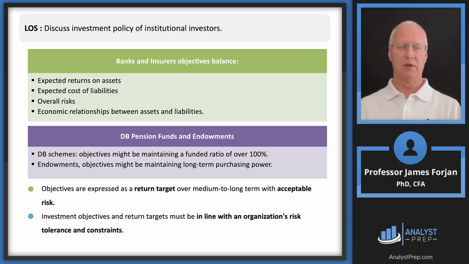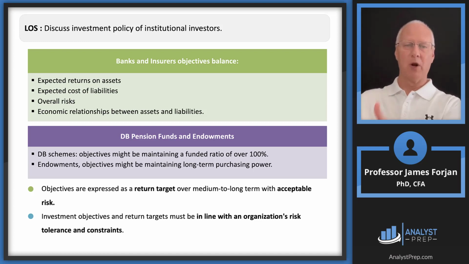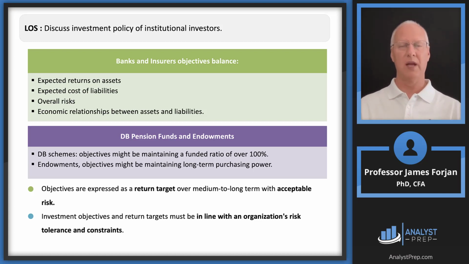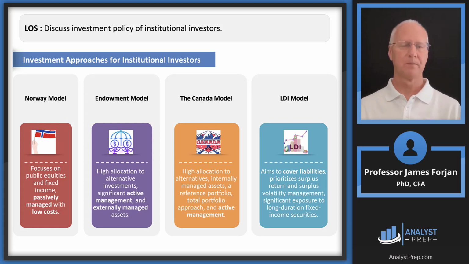Now, lots of times we'll have a return objective. We'll have an actual number that says something like, we have this benchmark over here, and we think that benchmark is going to earn 10%, and we want to earn 12%. So a return over a long term with some kind of acceptable risk. Notice the last circle point there, in line with the organization's risk tolerance and constraints. So that's all the board of directors stuff.